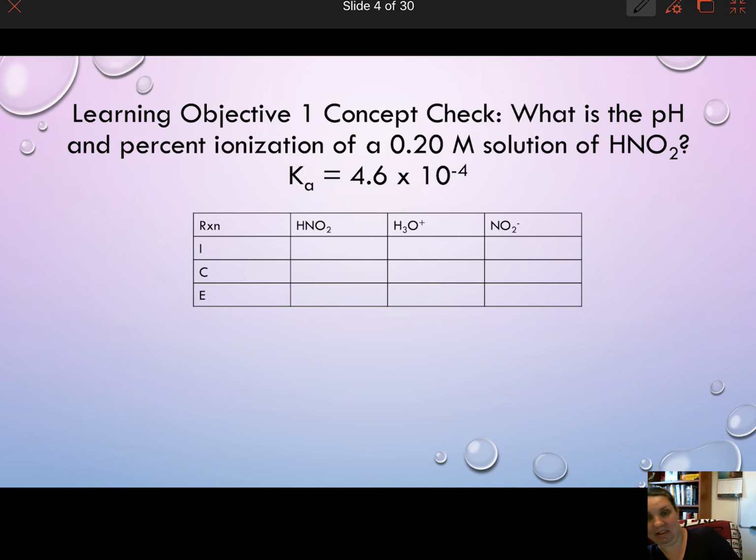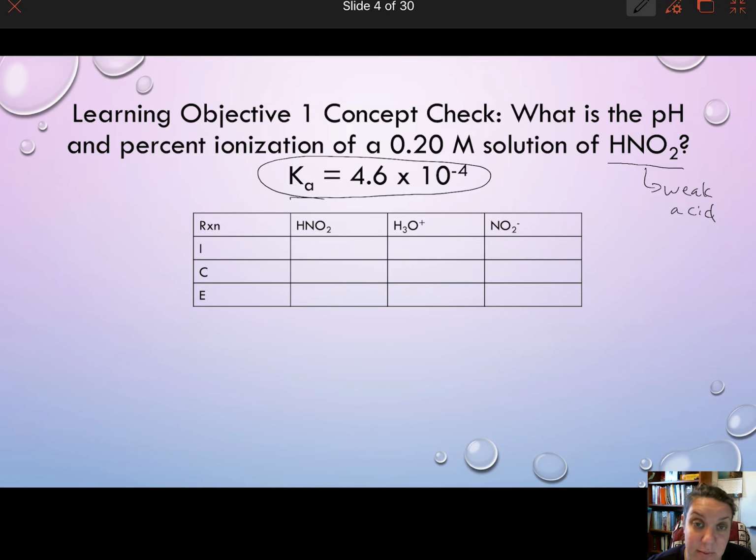Okay, so let's see if we can do this. So we've got the following solution. We've got 0.2 molar solution of HNO2. HNO2 is a weak acid, and it has a Ka value of 4.6 times 10 to the negative 4. We want to use this information to figure out what our percent ionization is and our pH.